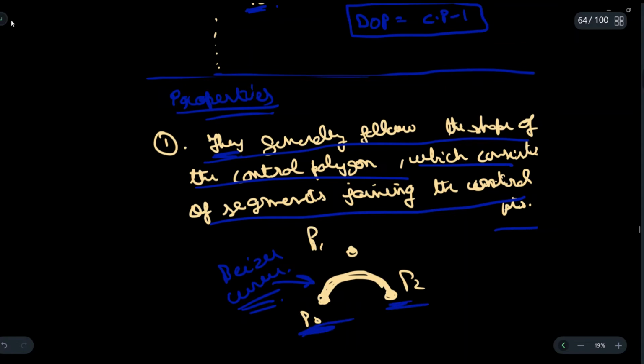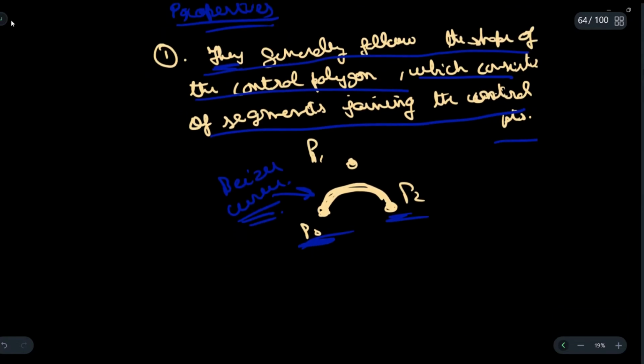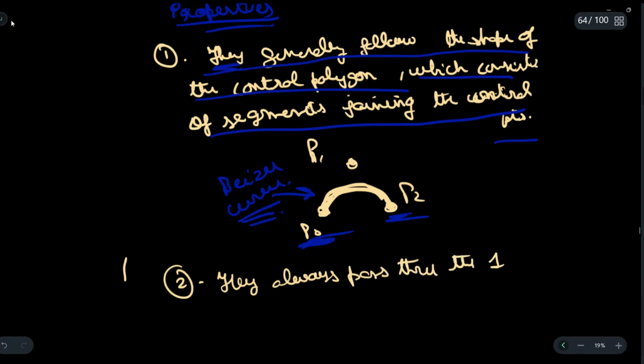So now let us come to the second property. In property 2 we have that they always pass through the first and the last control points.